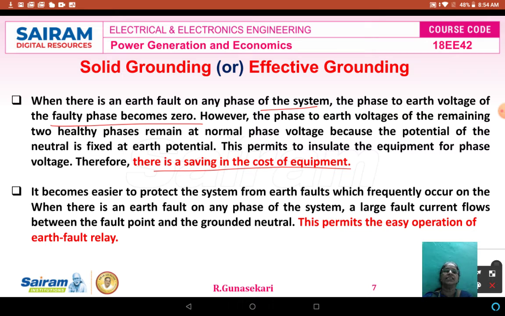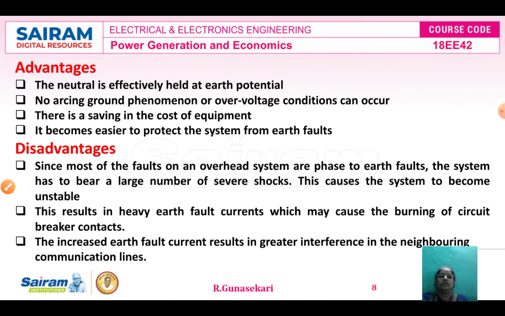It becomes easier to protect the system from earth faults, which frequently occur on the system. When there is an earth fault on any phase, a large fault current flows between the fault point and the ground neutral. So the solid grounding system permits easy operation of the earth fault relay. This is the main advantage.